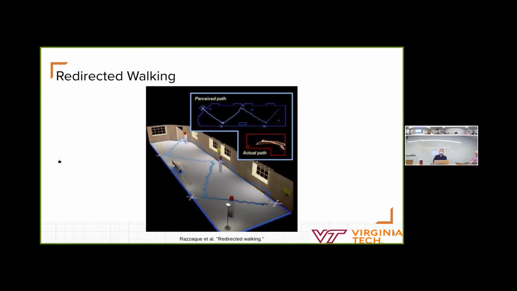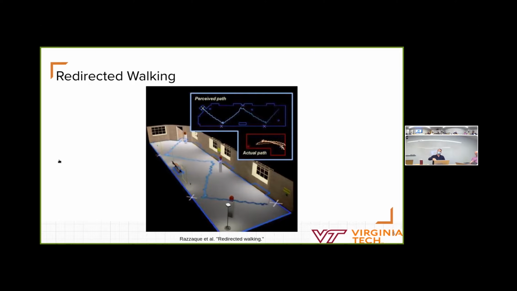The other problem with natural locomotion, because we're bound by those physical obstacles and boundaries, is that we often want to explore a virtual environment that's larger than the physical environment that we have available to us. And this is what redirected walking seeks to solve.